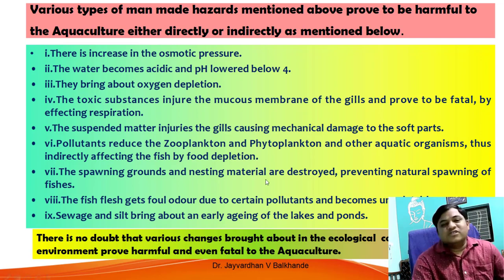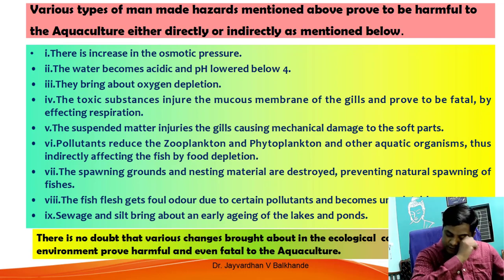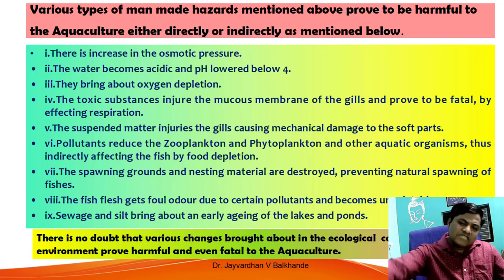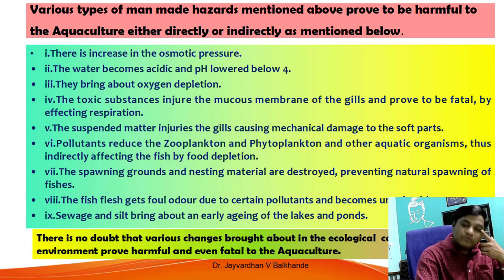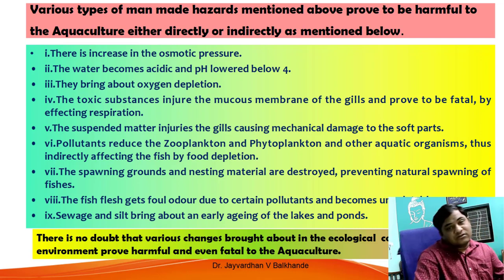Then these pollutants reduce the zooplankton, phytoplankton and other aquatic organisms, thus indirectly affecting the fish by food depletion. We have just discussed that when we discharge industrial effluent into any water body, at the place where we discharge, the natural food is not there, meaning the phytoplankton and zooplankton numbers decrease. Because of this natural food depletion, the fish are indirectly affected. It means there is no big fish production if the natural food is not present in the water body.